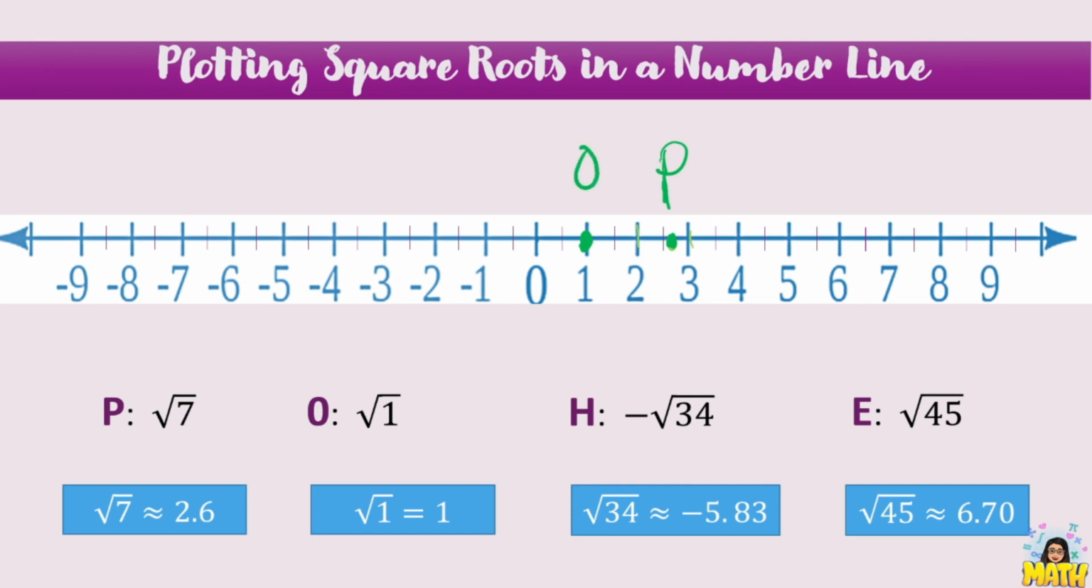Letter H, negative 5.83. Nasa gitna siya ng negative 5 and negative 6. It is somewhere here. So we have here point H. While the square root of 45 is approximately 6.7. Nasa gitna siya ng 6 and 7. And dito siya banda for letter E. That's how we plot the values of the square roots in a number line.